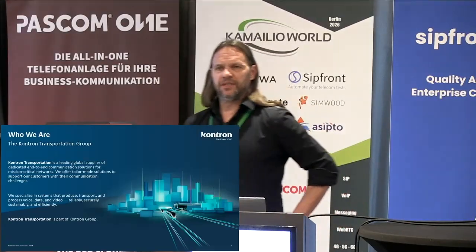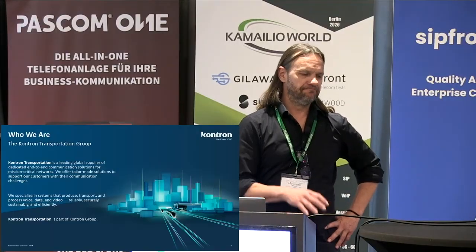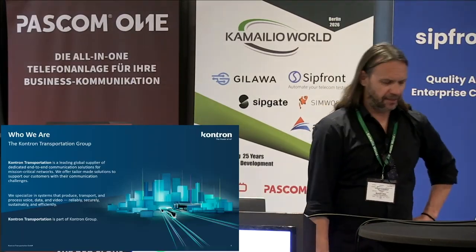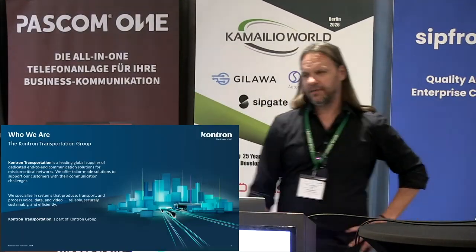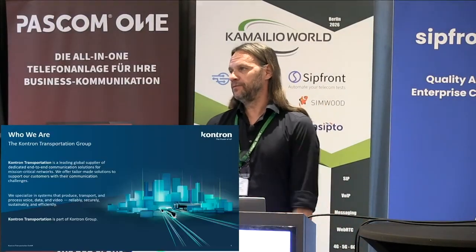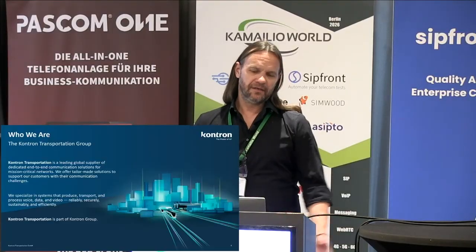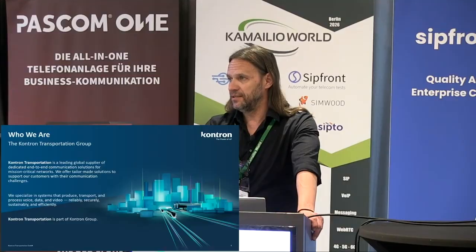Okay, Kontron Transportation. So I said what we are doing. We are basically doing end-to-end network solutions for mission-critical entities, mainly railways, public transport, or other blue light organizations. And we in Vienna are basically developing the core network. And that's what we are basically doing in our team.